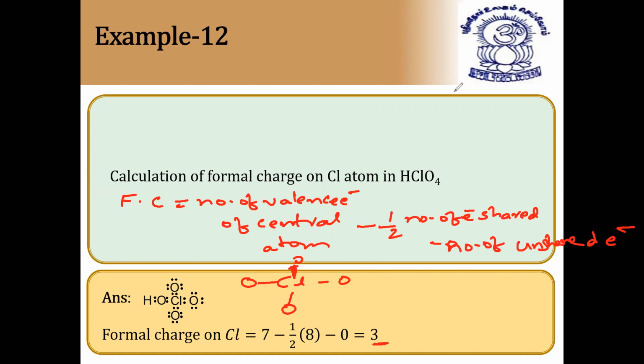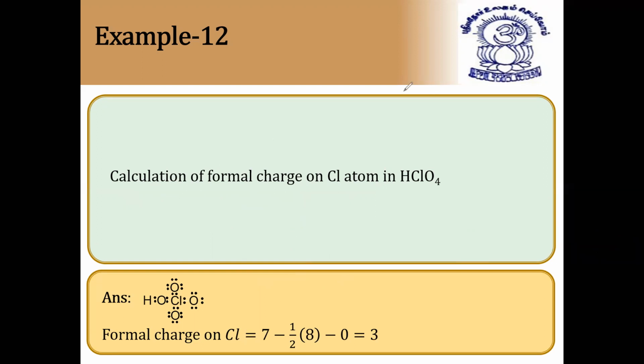This type of question is most important for objective exams. So how to calculate formal charge? Formal charge is equal to the number of valence electrons of the central atom, minus half into the number of electrons shared, minus the number of unshared electrons. Again, repeating the formula. This is the formula for finding formal charge. Very, very important. They will ask in the exams what is formal charge.